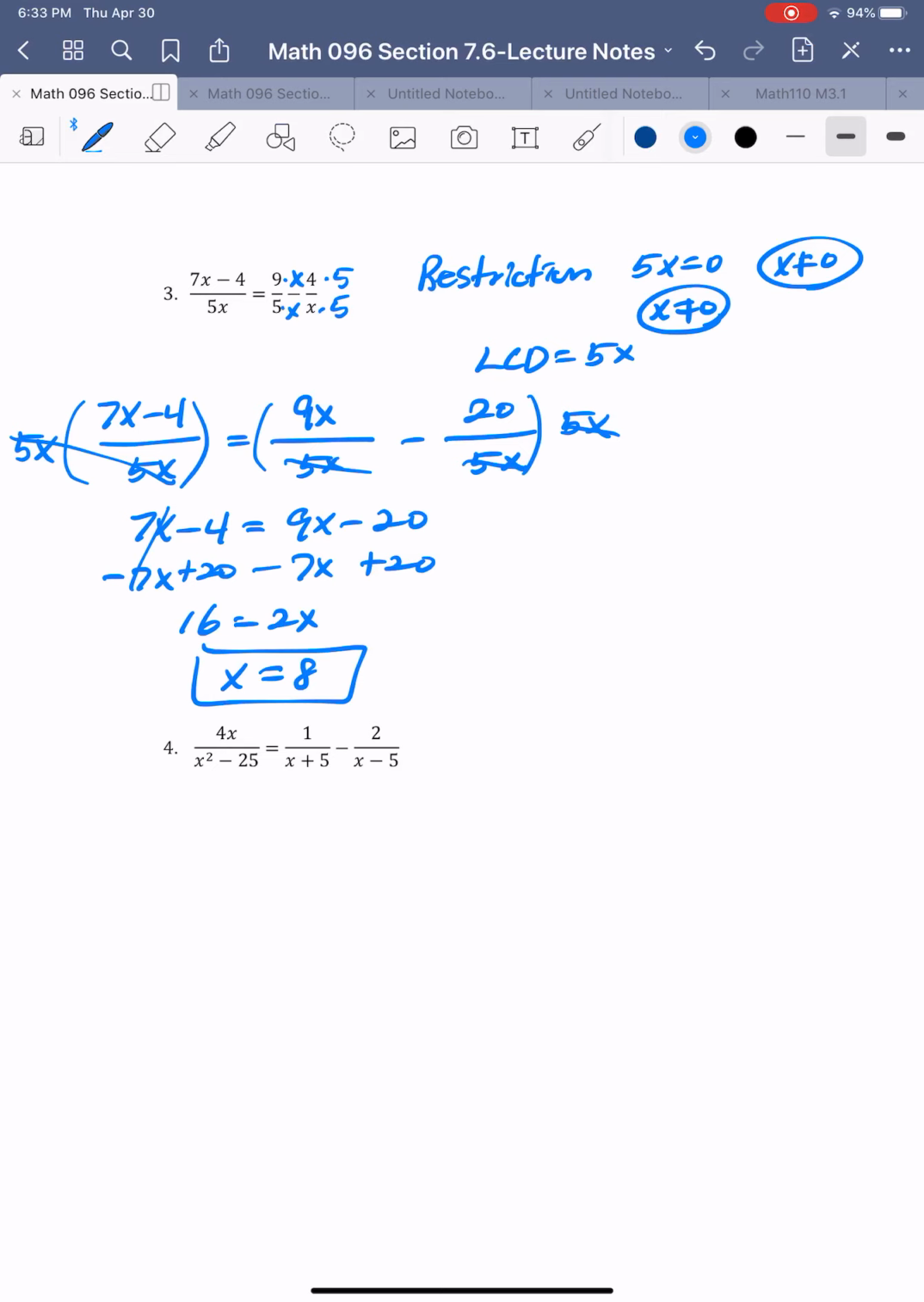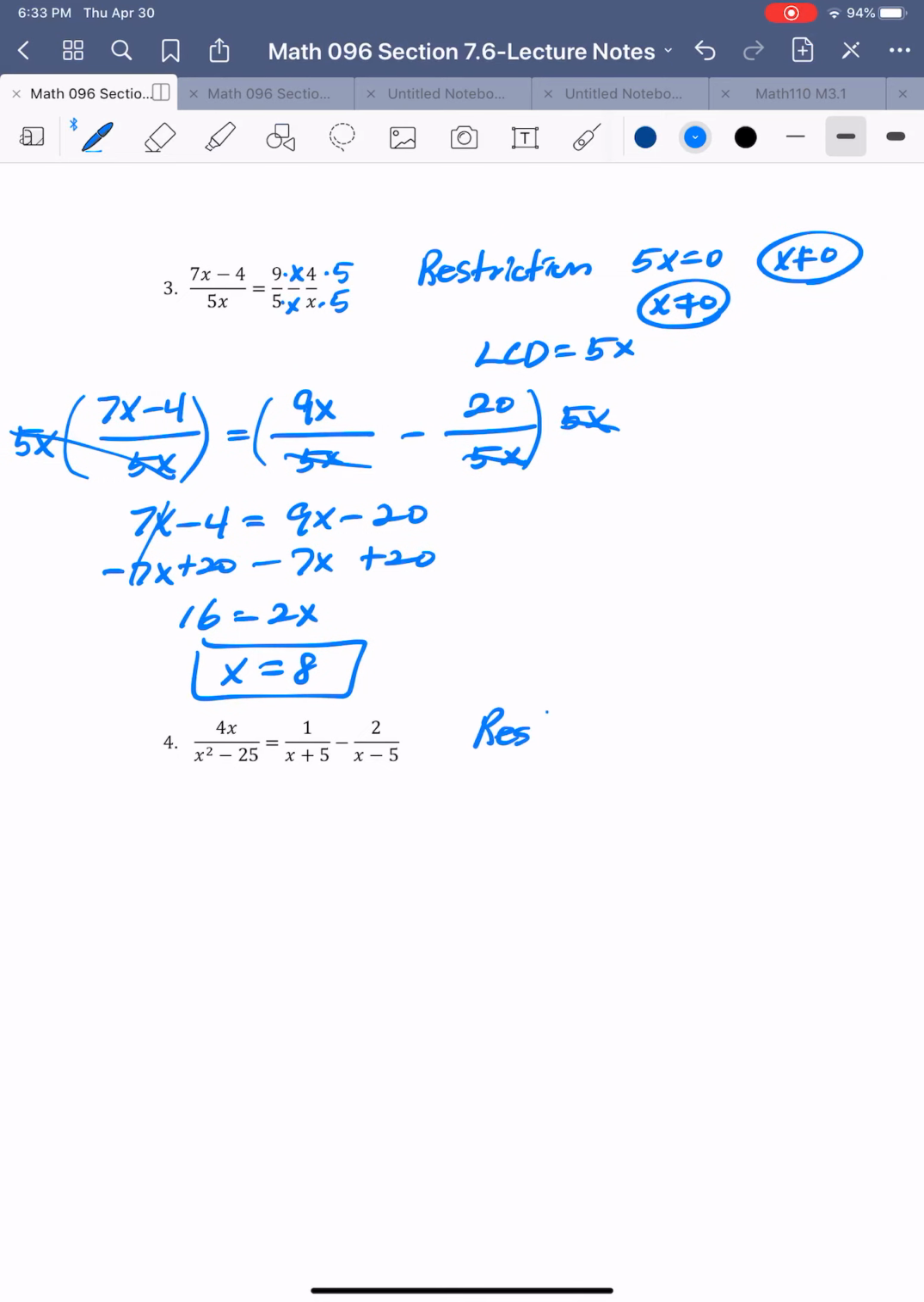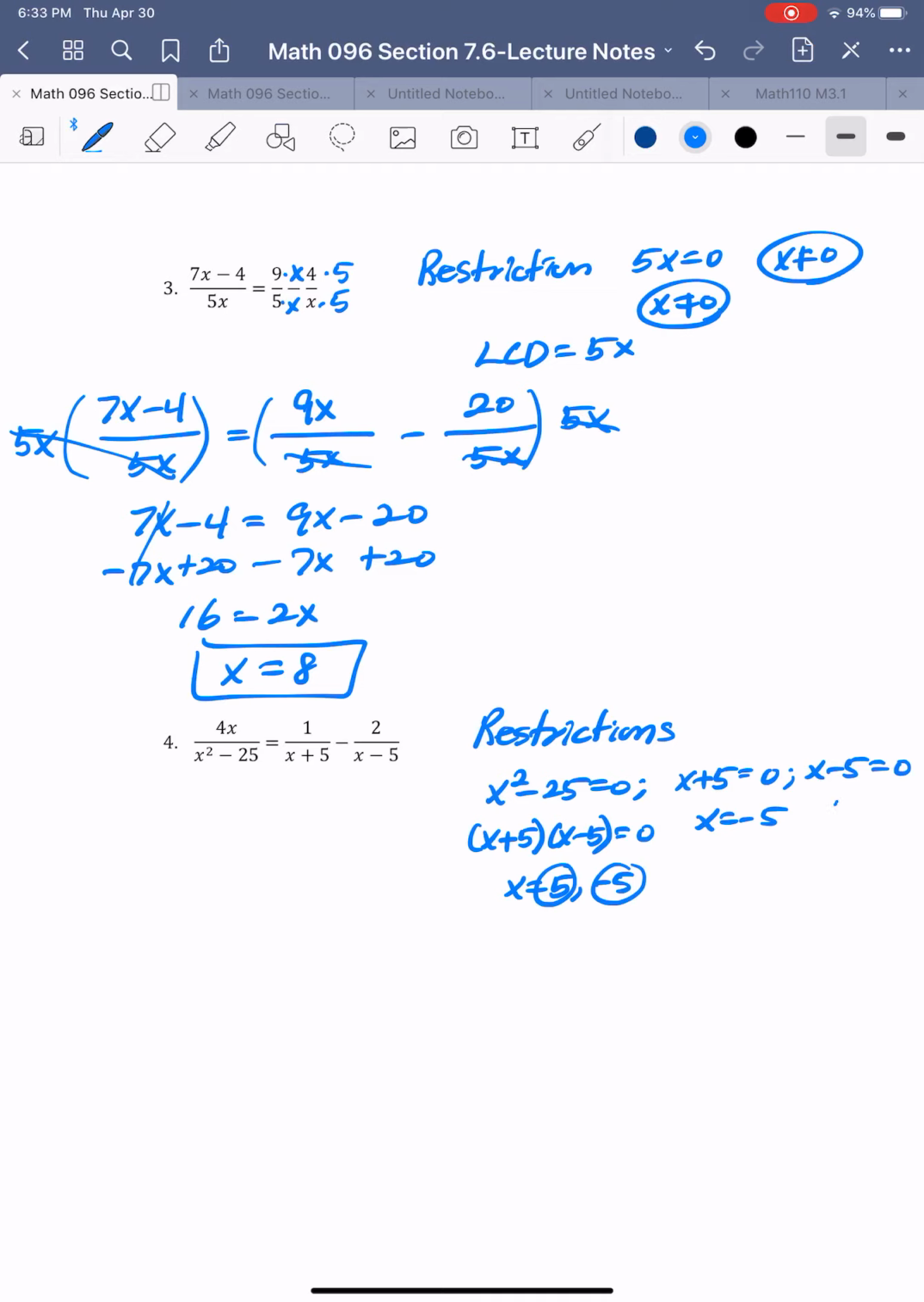Alright, for number 4, yes, there is a restriction this time. The restriction means the denominator, x squared minus 25, equal to 0, and also x plus 5 equal to 0, x minus 5 equal to 0. So x squared minus 25 equal to 0 means x plus 5 times x minus 5 equals 0. So x equal to 5 and negative 5 are the restrictions, and you get the same thing from here, negative 5 and 5. So x cannot be 5 or negative 5. If your answer comes out as 5 or negative 5, we just can't use it.